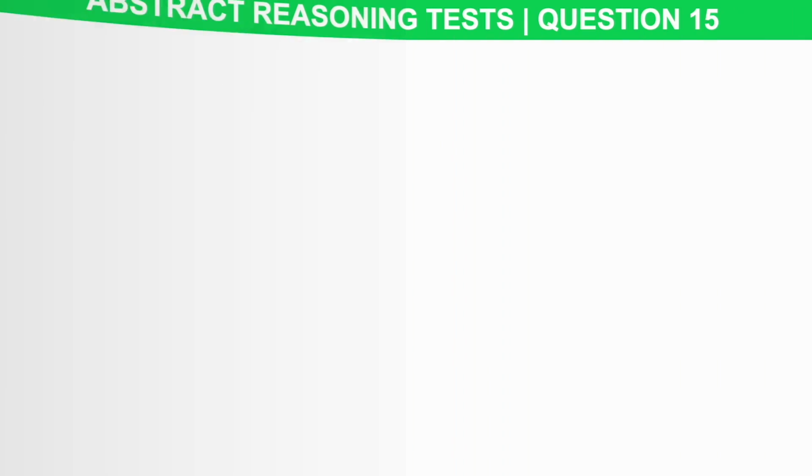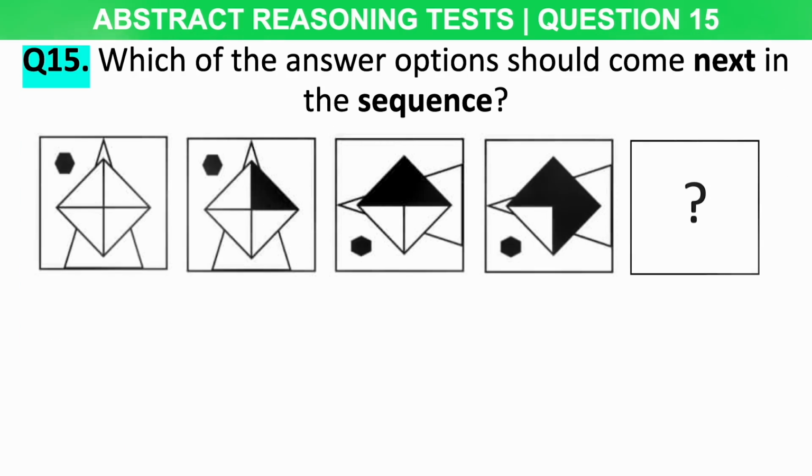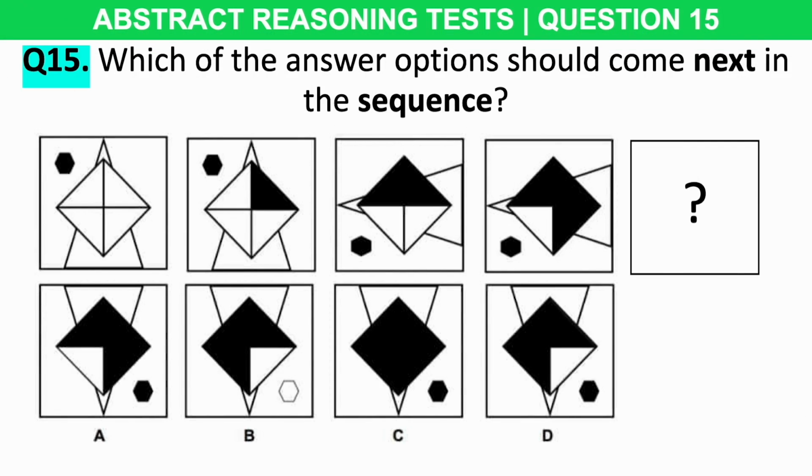So let's do that right now. Question 15. Which of the answer options should come next in the sequence? Here is that sequence, and here are your answer options, A, B, C, or D. Let me know in the comment section below which answer option you would choose. You have 15 seconds to work this out, starting now.